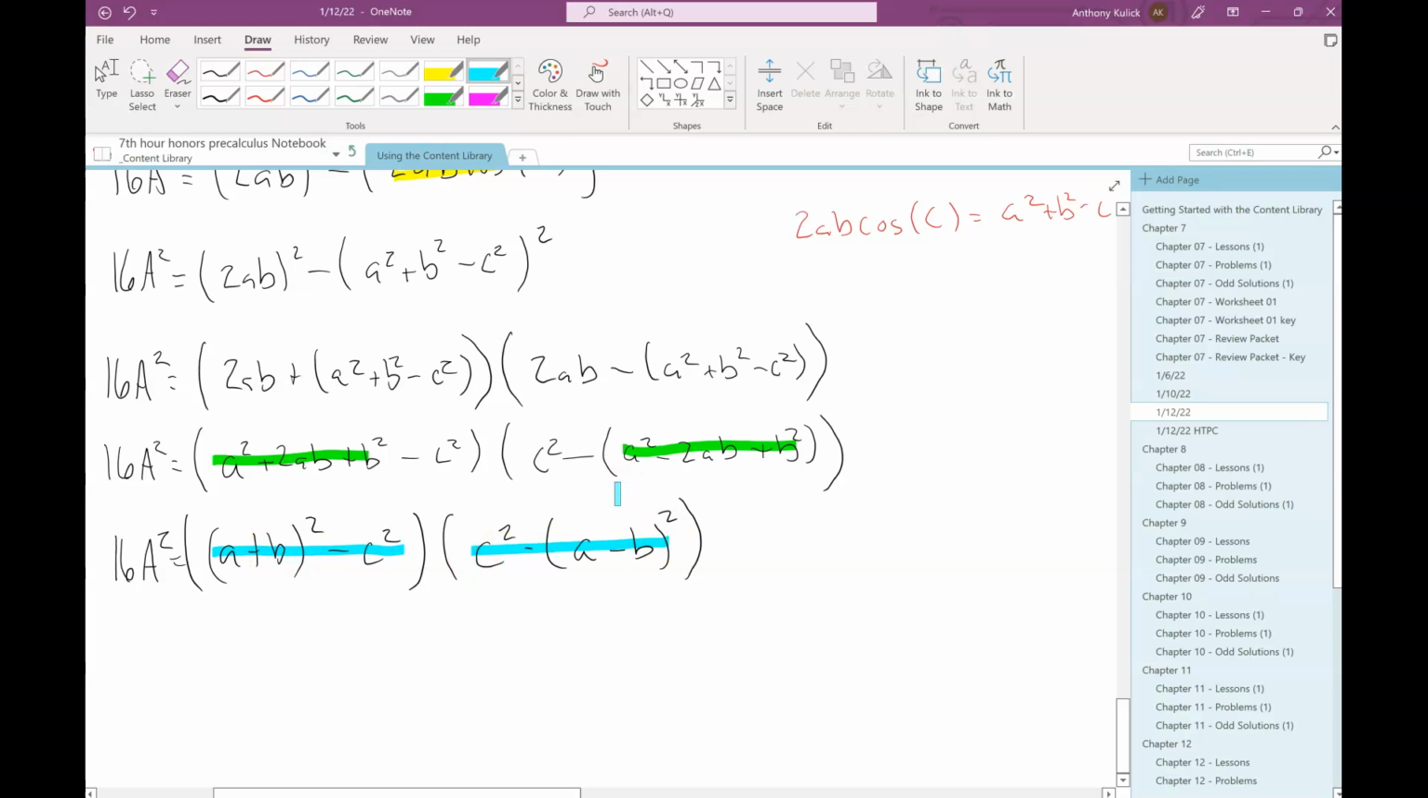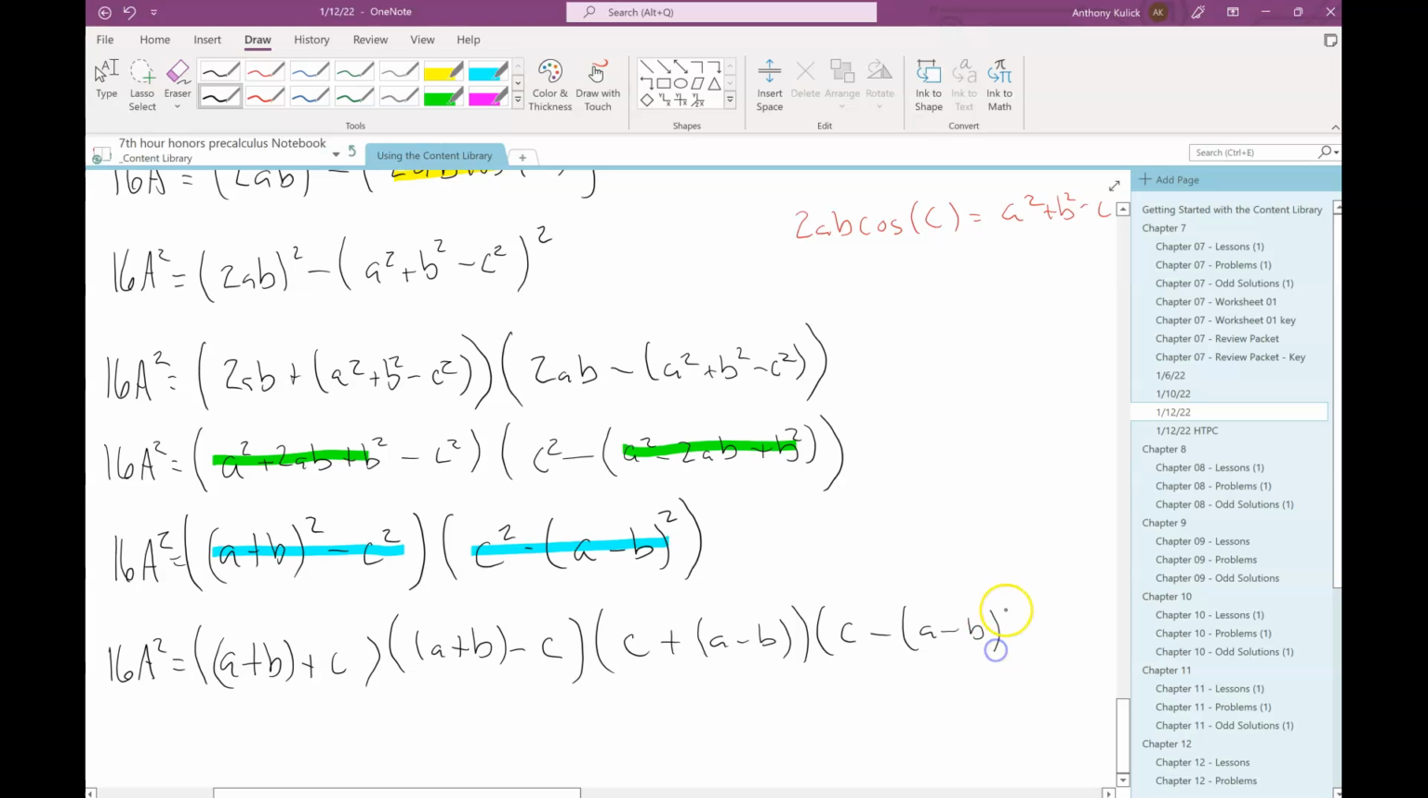If I look at these, what do I see again? More differences of two squares. Okay, so I'll factor each one of those. So that's going to be ab plus c, and then ab minus c, and then c plus a minus b, and then c minus a minus b.